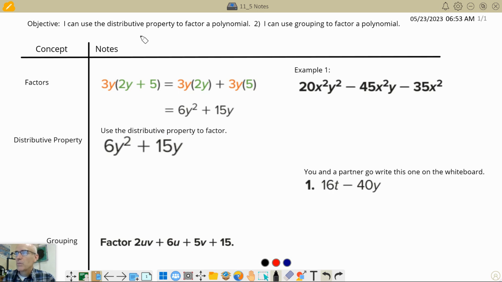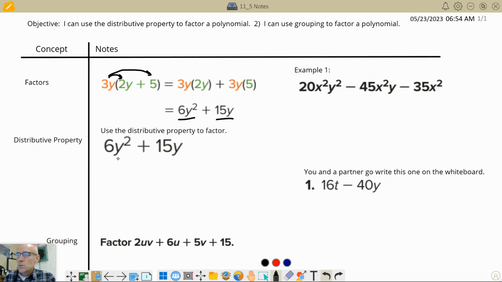So look, we've done the distributive property. You notice our objective is to use the distributive property to factor a polynomial. Well, we've done the distributive property where you take 3y and multiply it by 2y, and you get 6y squared. And you take 3y times 5, and you get 15y, right? So that's the distributive property that I usually think of when you distribute a monomial through, in this case, a binomial, right? But the distributive property can be used kind of in reverse. So let me explain what I mean by that.